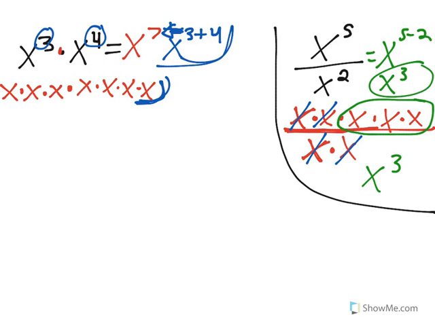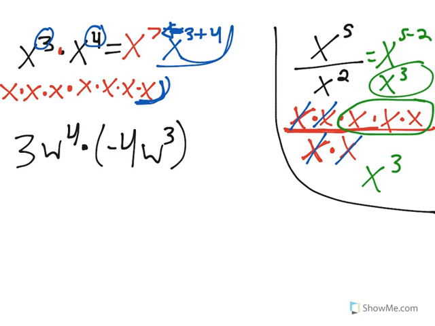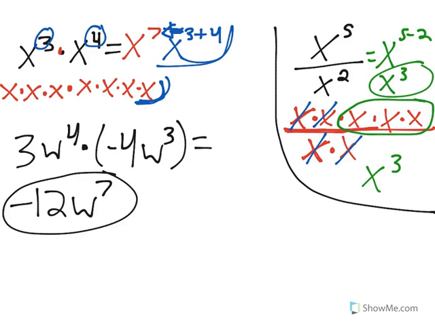Now, even if we had a coefficient, I want to remind you, even if we had, let's say, 3w to the 4th power times negative 4w to the 3rd power. Even if we have coefficients, you can do this. You can go ahead and just multiply those coefficients. And if they're different, you're literally just going to multiply them together. So let's see, 3 times negative 4, that's negative 12. Then it's w to the 4th, w to the 3rd, add those together, it's w to the 7th. So that's going to be our answer to that question. So that was your crash course on product property.